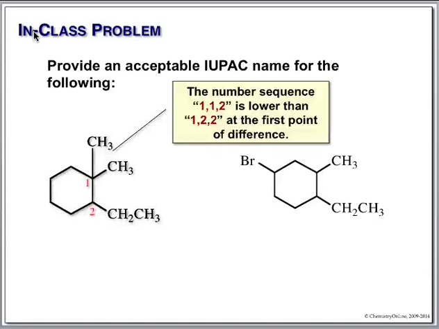This again is a cyclohexane. In our name, ethyl is going to come first, then our 1,1-dimethyl: 2-ethyl, 1,1-dimethyl, cyclohexane.